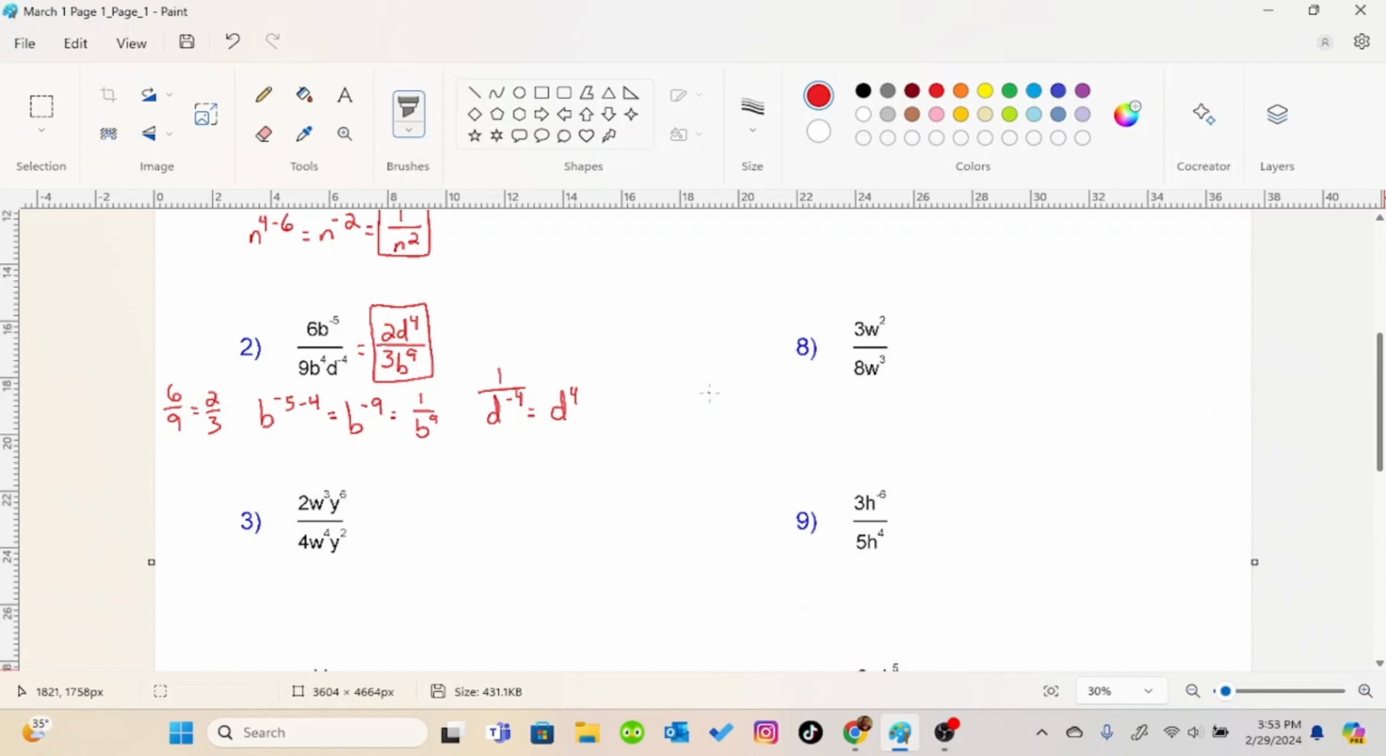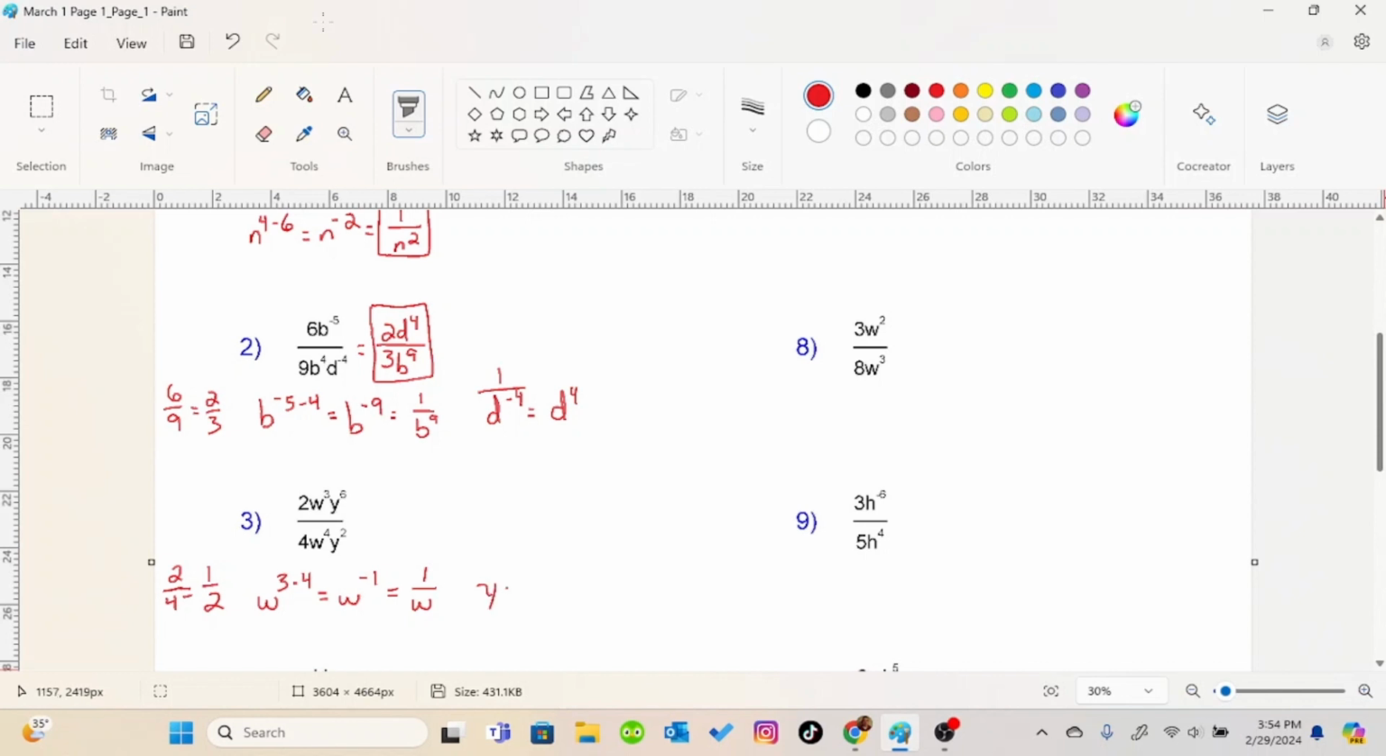Number 3. Same thing. We're going to do the number part first. So 2 over 4 becomes 1/2. For w, we have 3 on the top minus 4 on the bottom. 3 minus 4 becomes w to the power of negative 1. They want positive exponents, so this becomes 1 over w.